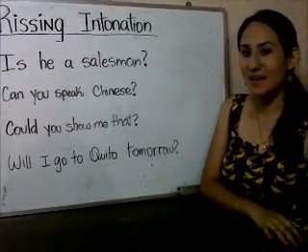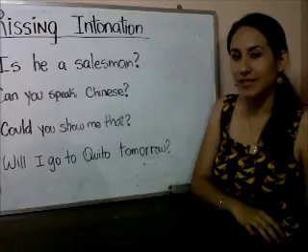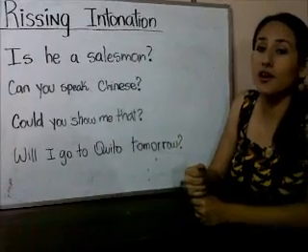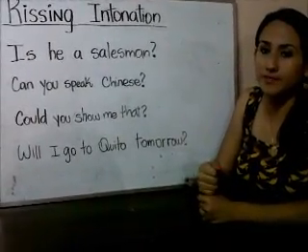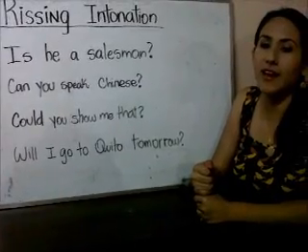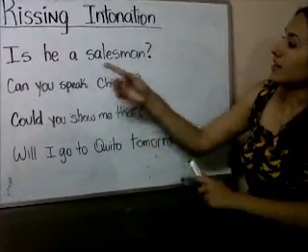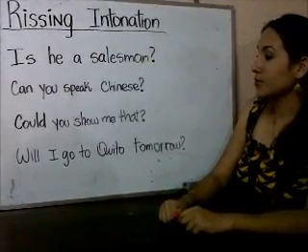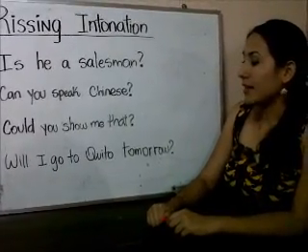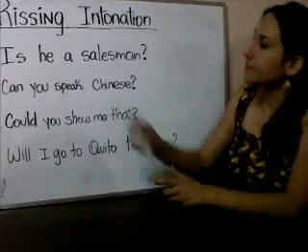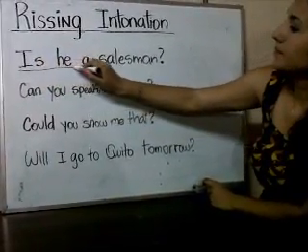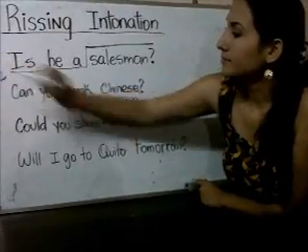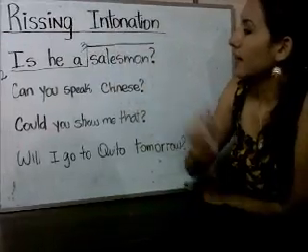Here we have more examples of rising intonation that is found in yes/no questions. So we use the combination of the patterns 2 and 3 that are the standard and high intonation. Is he a salesman? Can you speak Chinese? Could you show me that? Will I go to Quito tomorrow? We put the intonation, the standard and the high intonation.